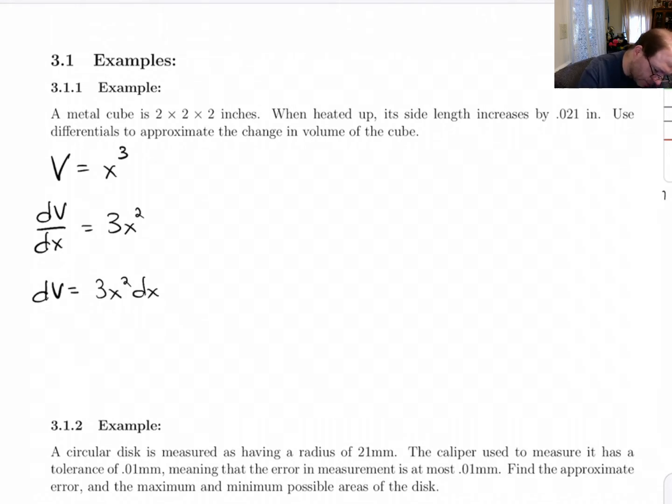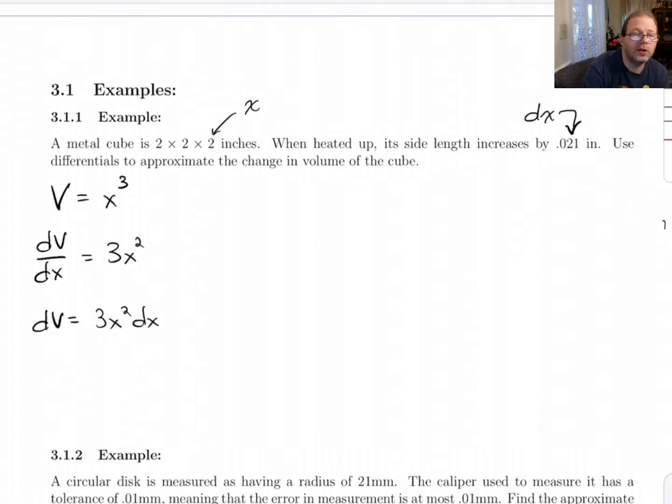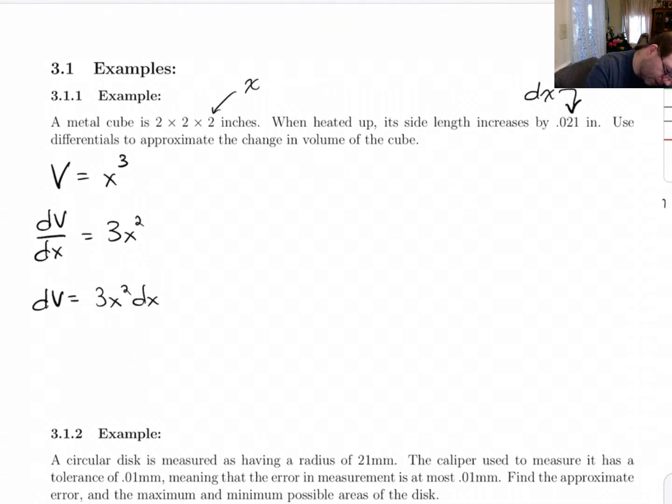x is the length of the cube, and dx is the change in the length. So dx is 0.021 and x is 2. So that gives me an answer of dv. Remember, dv is the approximate change. That's exactly what we want.